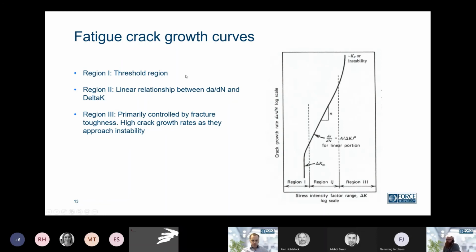Rian was also talking about this, the fatigue crack growth curves and the 3 regions. Just to say that the threshold value is where we don't expect any fatigue crack growth. Then we have a linear relationship between the crack growth and the delta K in region 2. And region 3 is where we get instability and we are close to the fracture toughness, the maximum K value.